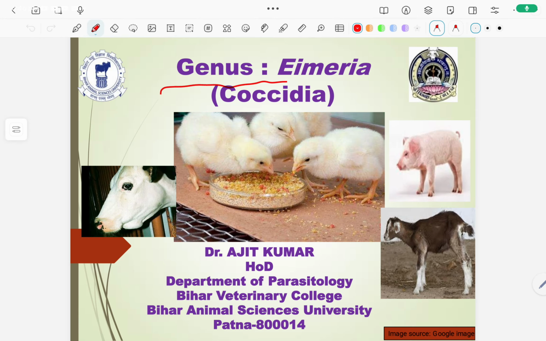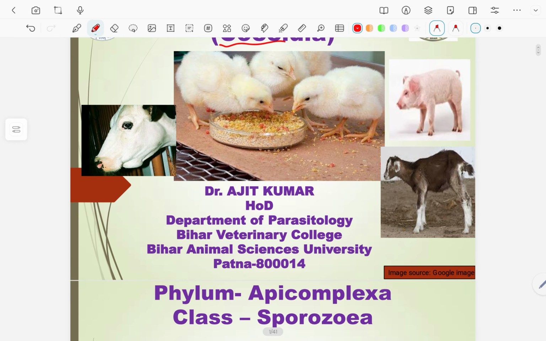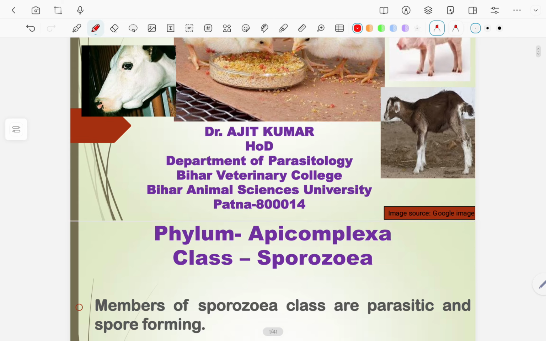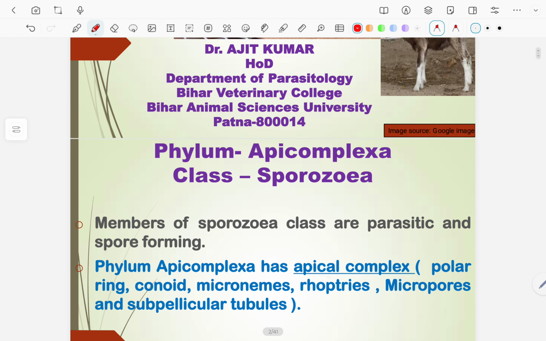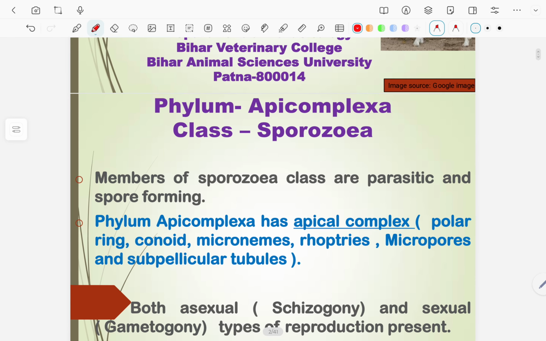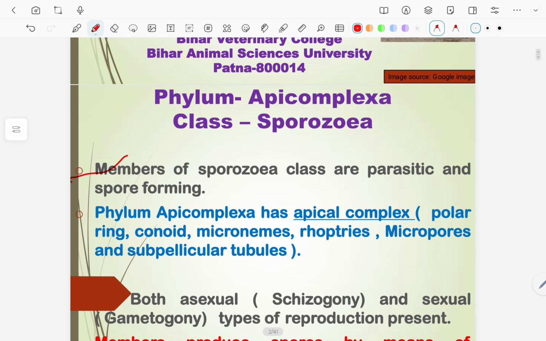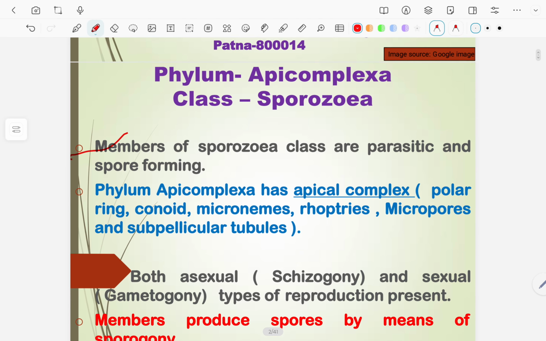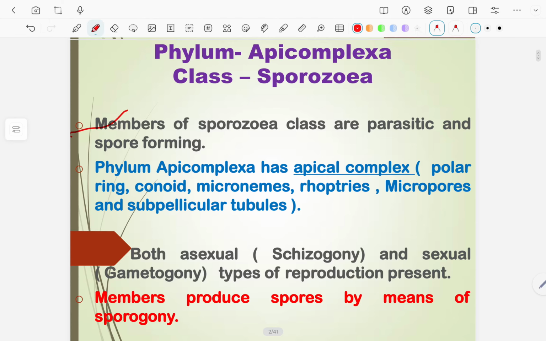Genus Eimeria coccidia. Phylum Epicomplexa. Class Sporozoa. Members of the Sporozoa class are parasitic and spore forming.